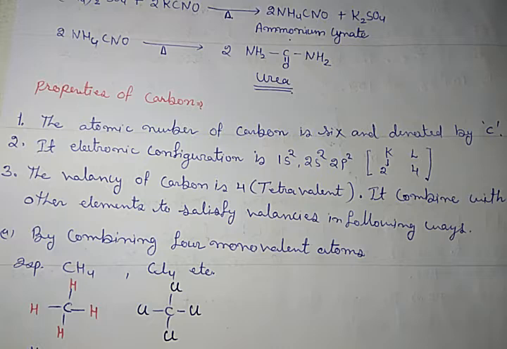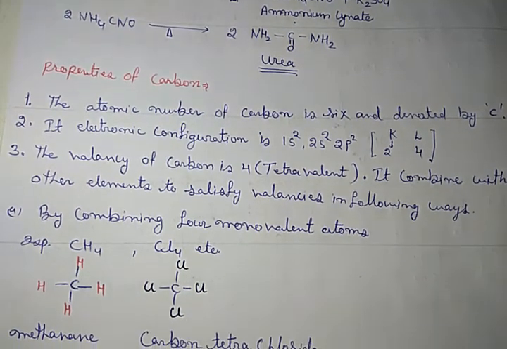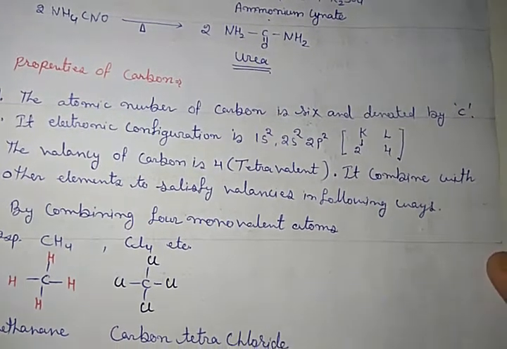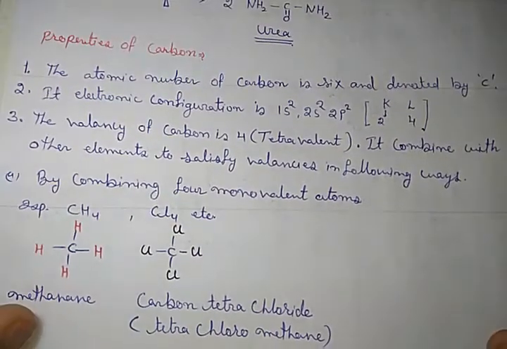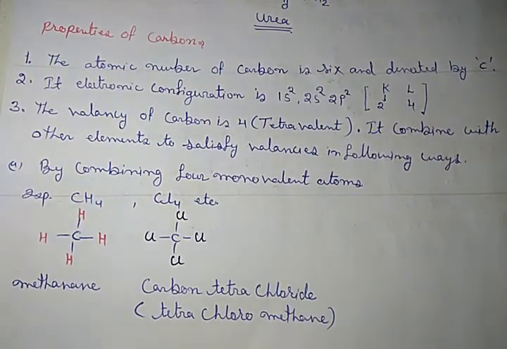It combines with other elements to satisfy its valencies in the following ways. Carbon can satisfy its valencies by various methods. The first one is by combining with 4 monovalent atoms. Mono means one, valent means valency. That means the elements that make a single bond with carbon are monovalent.